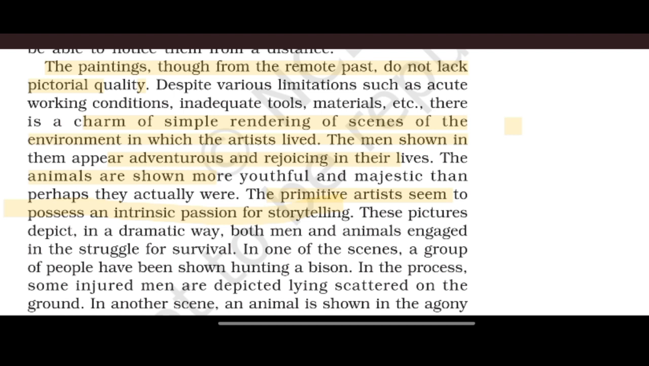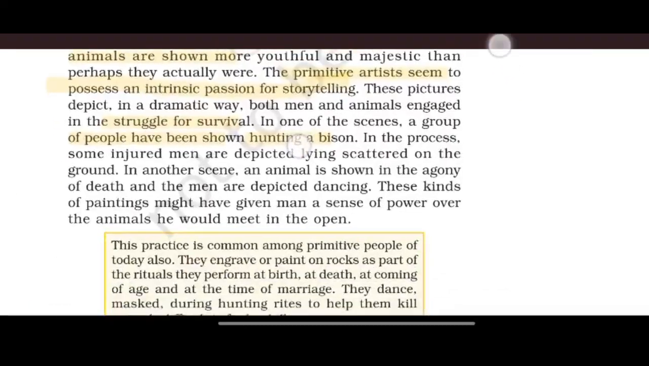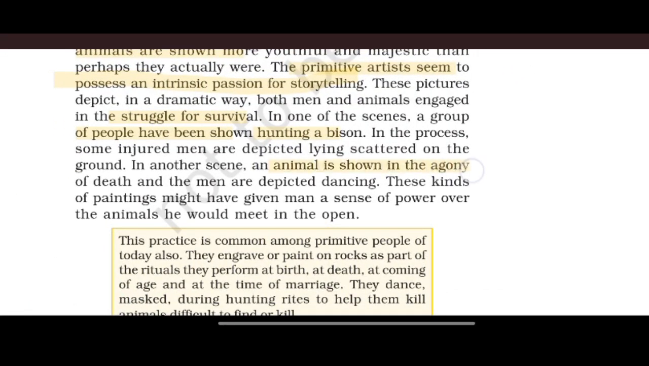These pictures depict in a dramatic way both men and animals engaged in a struggle for survival. Yes, we have read in the hunting passage that men were chasing animals and animals were chasing men. In one of the scenes, a group of people have been shown hunting a bison. In the process, some injured men are depicted lying scattered on the ground. In another scene, an animal is shown in the agony of death and men are depicted dancing.